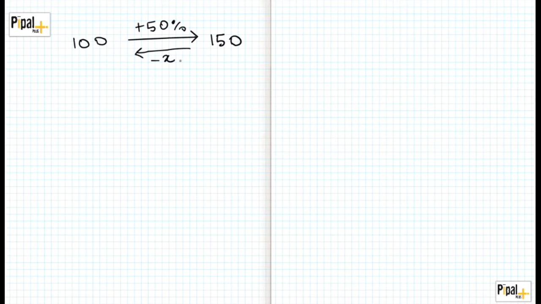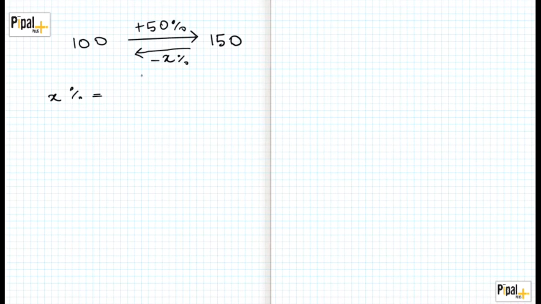So let's call it X percent. Let's say we are going to reduce 150 by X percent to reach 100. Now, this X percent can be computed as follows. So X percent is going to be the difference that I want to come back, which is, and I put a negative sign here already.